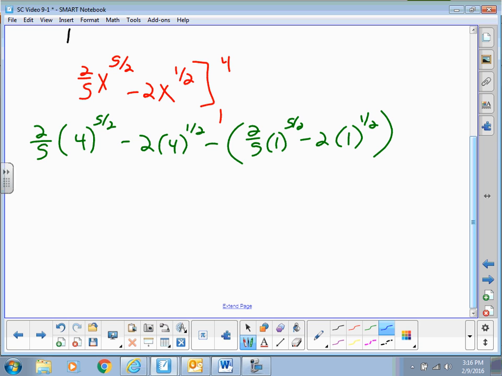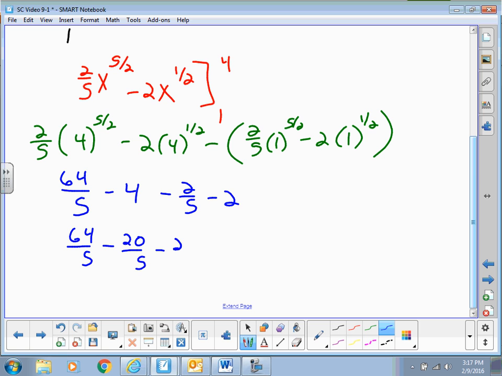Square root of 4 is 2. 2 to the 5th is 32. 32 times 2 is 64, so we'll have 64/5. Square root of 4 is 2 times the negative 2 will give us negative 4. And then we'll have negative 2/5 and minus 2. So we're going to need this in fifths. So we'll have 64/5 minus 20/5 minus 2/5 minus 10/5. And actually this should be a plus here because that negative distributed to both. So we should actually have a plus 2 there.